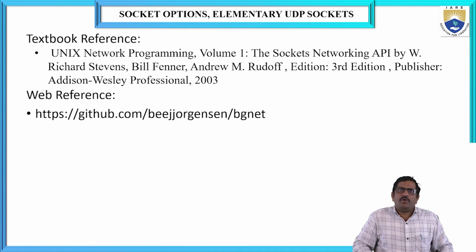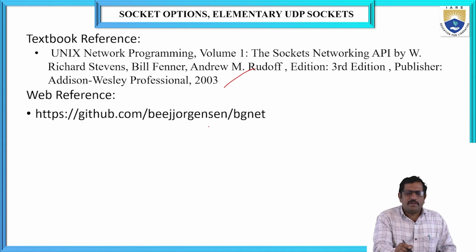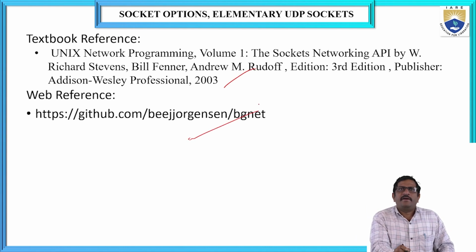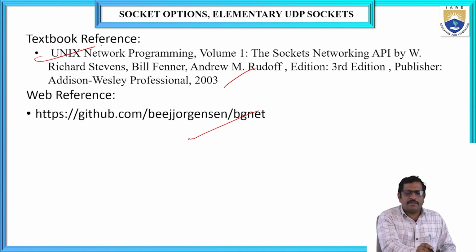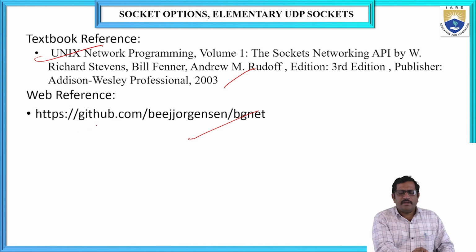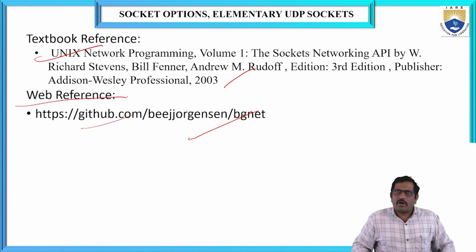These are the textbooks and web references: Unix Network Programming, Volume 1, The Sockets Networking API by Richard Stevens, is the textbook, and github.com is a reference for this topic, socket options and elementary UDP sockets.